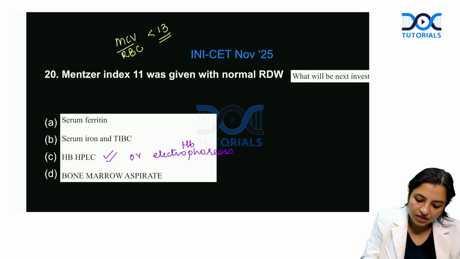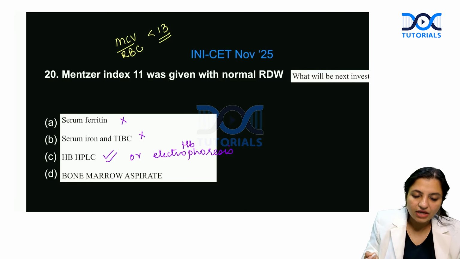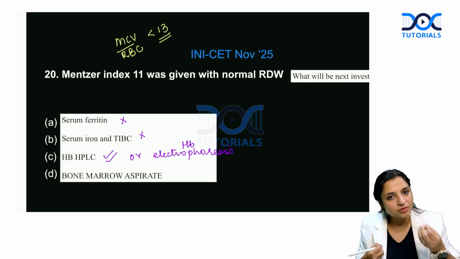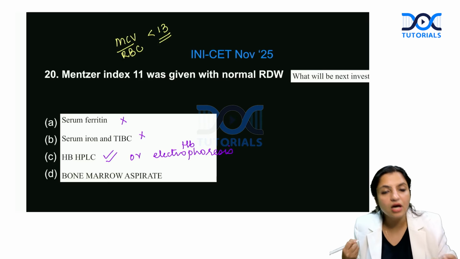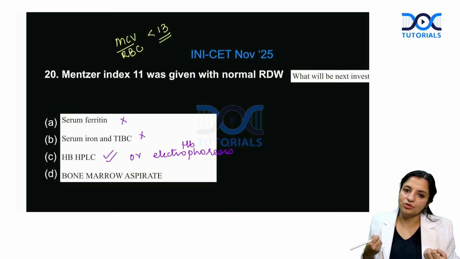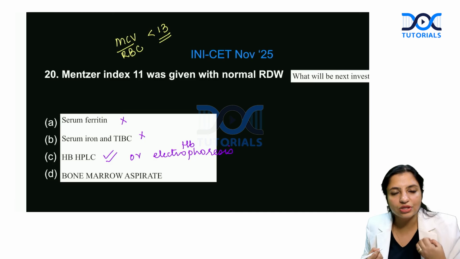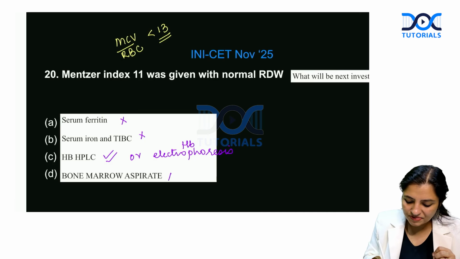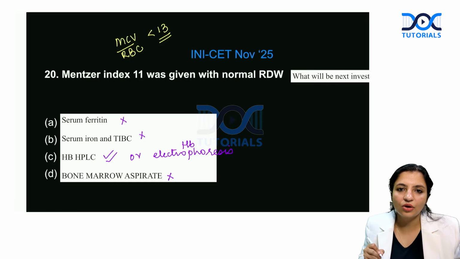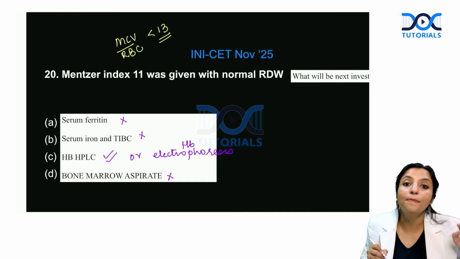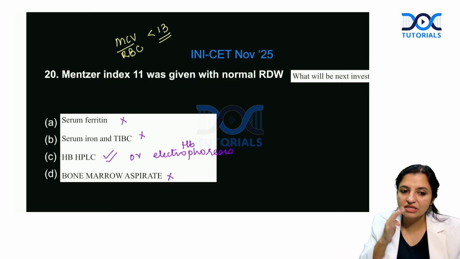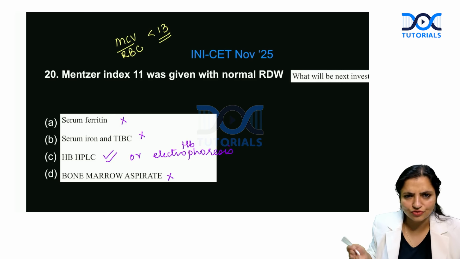Serum ferritin, TIBC, serum iron are done for iron deficiency anemia, and because it's an iron deficiency anemia, your hemoglobin is low, your RBC is also low, your MCV is also low. So your Mentzer index will always be more than 13. Bone marrow aspirate usually has no utility here. So we don't do bone marrow examination commonly. Okay. Right. So the answer to this case is hemoglobin HPLC or electrophoresis.